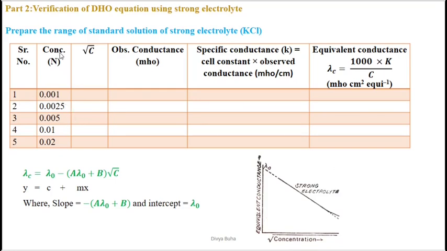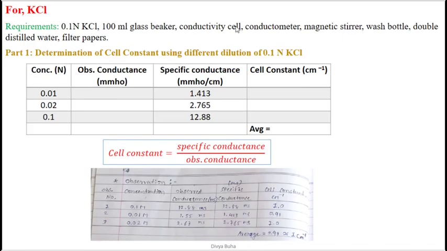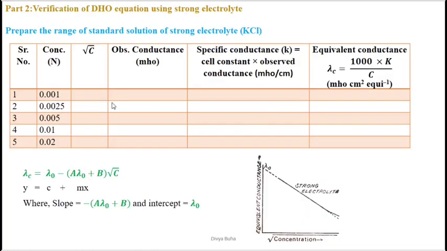So we have the range of standard solutions of KCl. Under root C, you can easily find under root 0.001, under root 0.0025, so this column is done. Then comes the observed conductance. One by one, you dip the conductivity cell which you used in the first practical, and write down the observed conductance shown on the display screen of the conductivity meter.